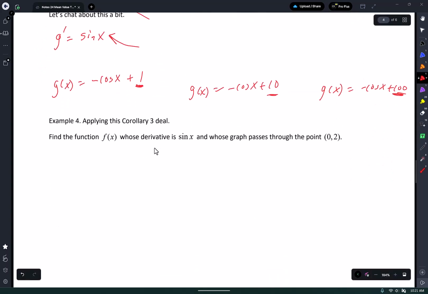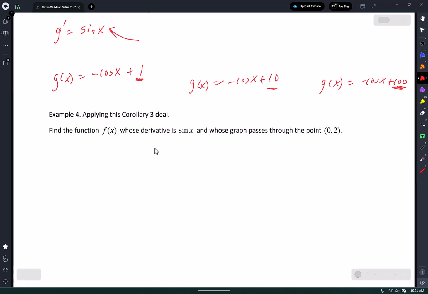All right. So here it is. Look what they tell me. Find the function f of x whose derivative is sine x. Okay, so I'm just going to write f prime of x equals sine x, and whose graph passes through the point (0, 2). So f of x passes through (0, 2). So that means f of 0 equals 2. That's all it means. Are we still okay, guys?